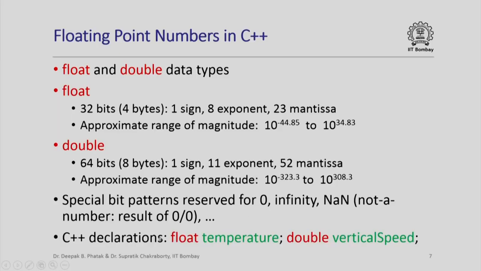How do you declare variables in C++? You put this data type keyword float, then you give the name of the variable, or you put the data type keyword double and then you give the name of the variable.